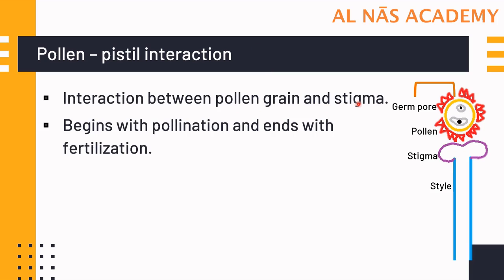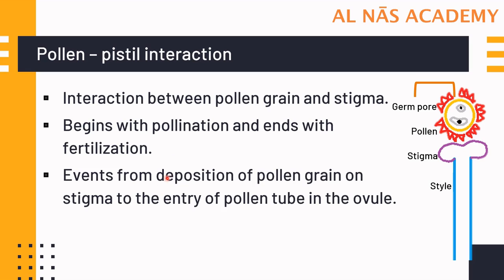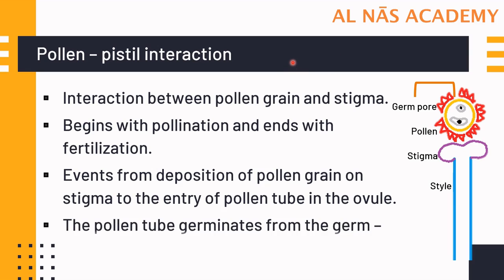It begins with pollination. We know what happens in pollination. In pollination, the pollen grain lands onto the stigma. So it begins with pollination and it ends with fertilization. And all the events, right from the pollen grain getting deposited onto the stigma to the entry of pollen tube into the ovule, all these events are a part of pollen-pistil interaction. And we all know that pollen tubes germinate from the germ pore.